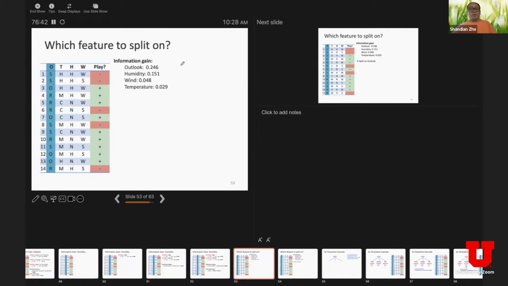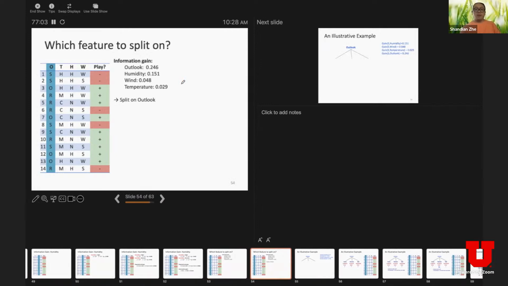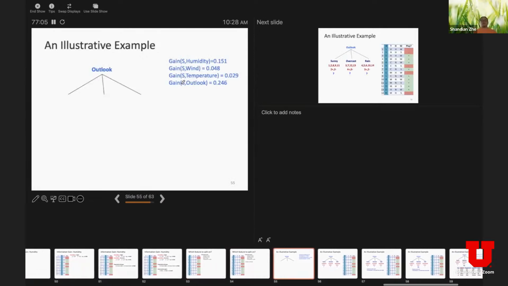So now, can you tell me which attribute we should use? Outlook, right? Outlook has the highest information gain, which means that we believe using outlook to split the data set, the label purity will be mostly improved. So we split on outlook. That's where we finish the first step.